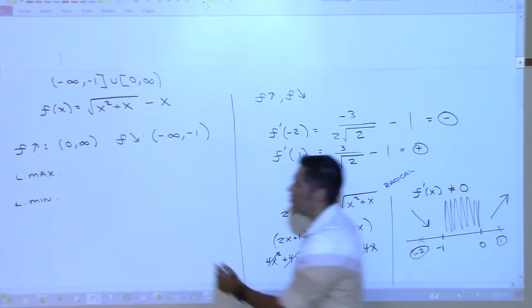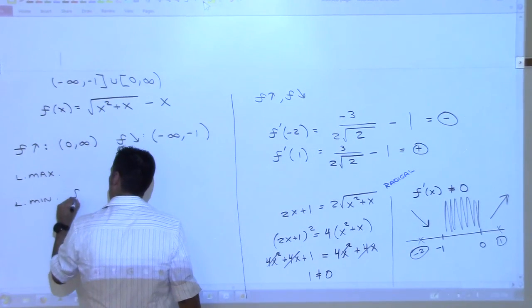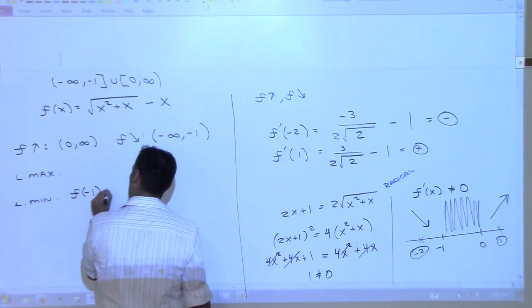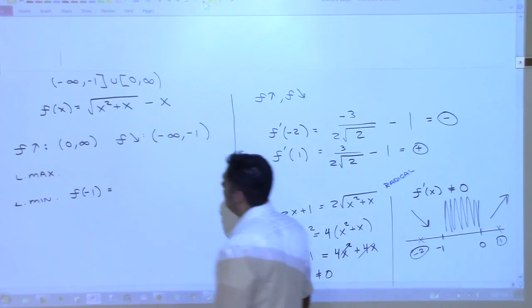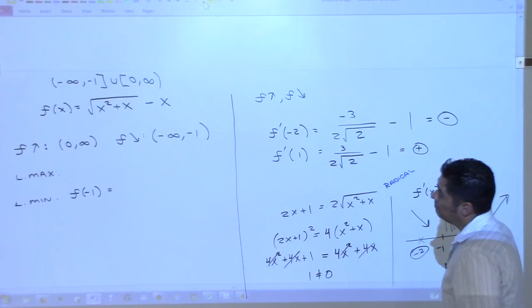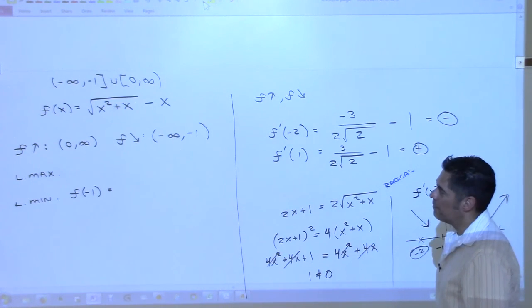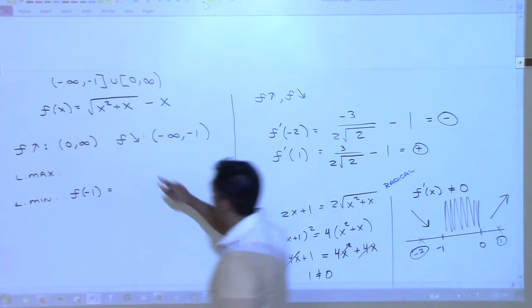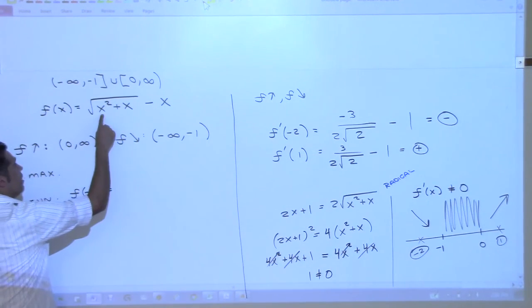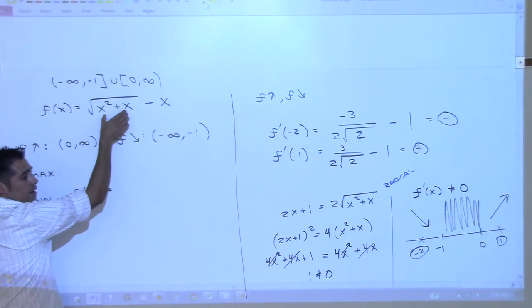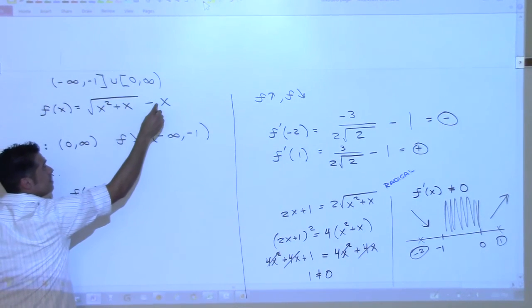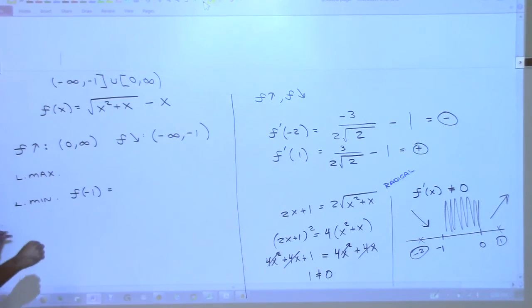So we should have a local minimum at f of -1, which should be, what happens when we plug -1 in there? So -1 squared is 1 plus -1, that's 0, right? And then we're doing minus -1, which is plus 1, so we just get 1 here, right? We have a local minimum of 1, and it happens at -1.